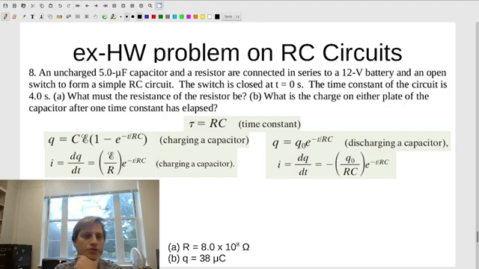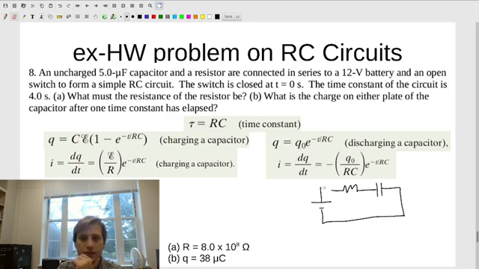So in this problem it says an uncharged 5 microfarad capacitor and resistor are connected in series to a 12-volt battery and an open switch to form a simple RC circuit. So there's your battery. Here's your resistor and capacitor. So you have a resistor and you have a capacitor. And that's your RC circuit.